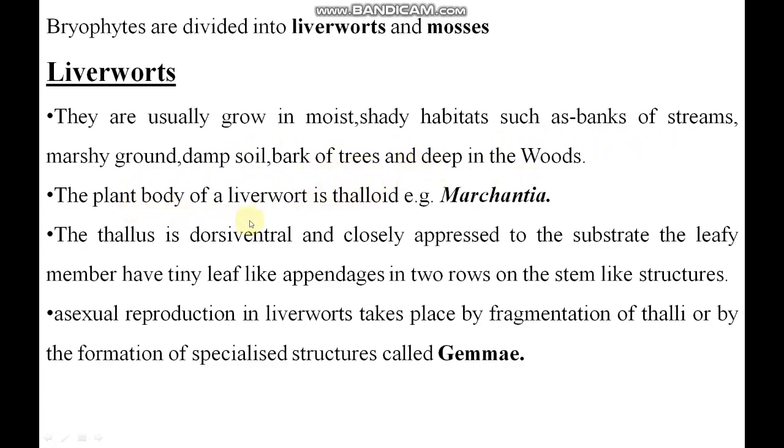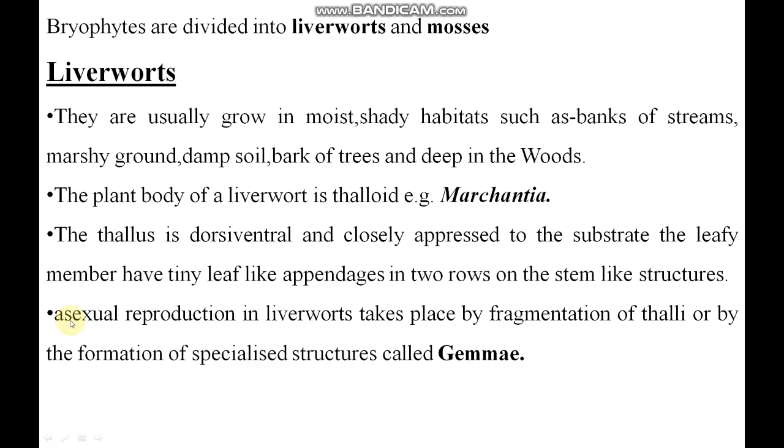Right? The plant body of a liverwort is thalloid. Example, Marchantia. Thalloid is actually a thread-like structure; that is called a thallus, right? So the thallus is dorsiventral and closely pressed to the substrate. The leafy members have tiny leaf-like appendages in two rows on a stem-like structure.